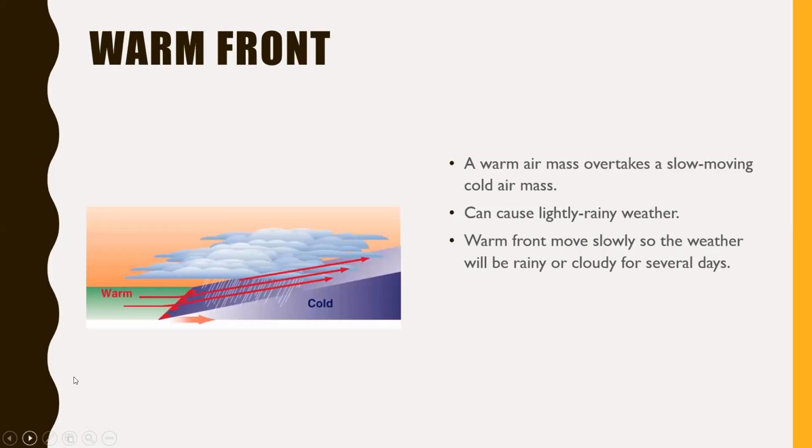The second type of front is a warm front. This is when your warm air mass overtakes a slower moving cold air mass. Again, that warm air moves above it, but in a different way. It's not going to be necessarily stormy, but it's going to be lightly rainy. And because warm air masses move slower than cold air masses, this is probably going to cause cloudy and rainy weather for several days.